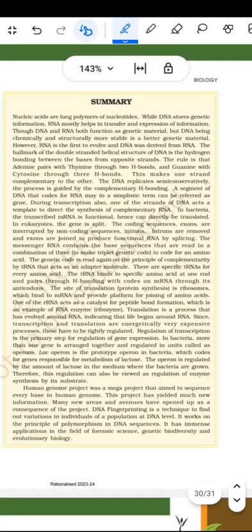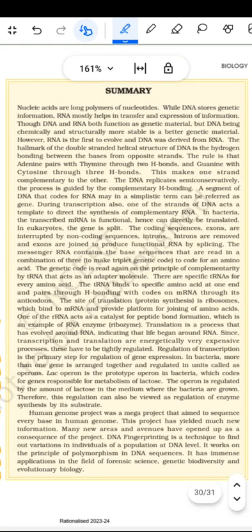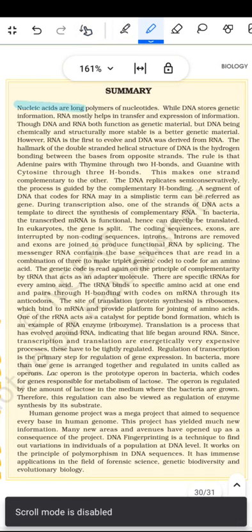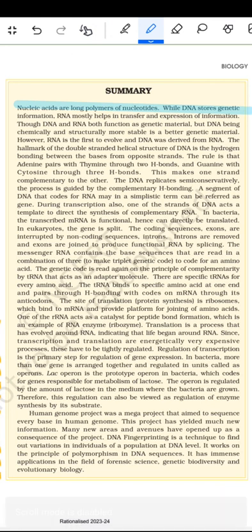So the summary is that nucleic acids are long polymers of nucleotides. While DNA stores the genetic information, RNA mostly helps in the transfer and expression of the information. Though DNA and RNA both function as genetic material, DNA, being chemically and structurally more stable, is better genetic material. However, RNA was the first to evolve and DNA was derived from RNA.